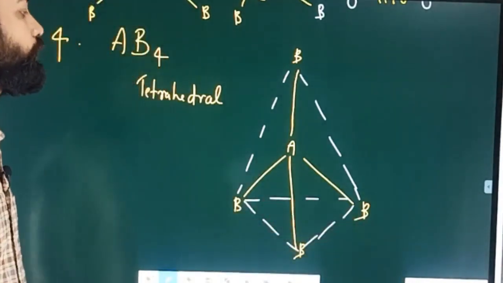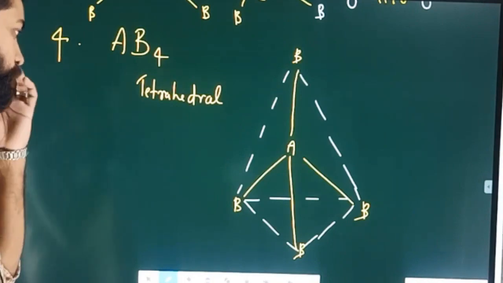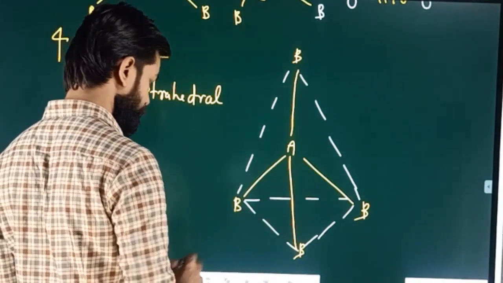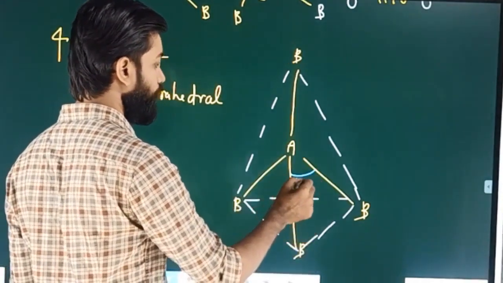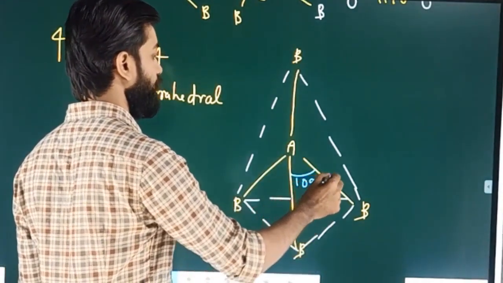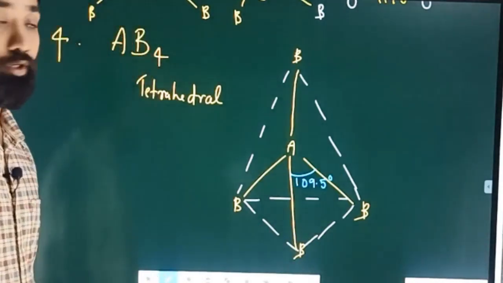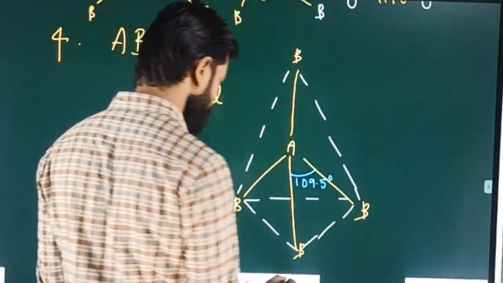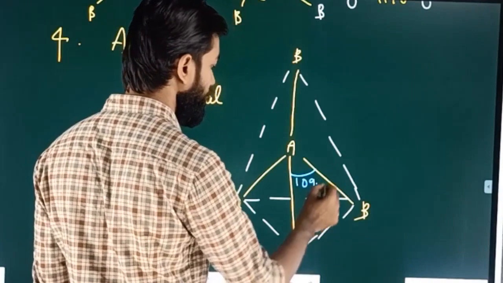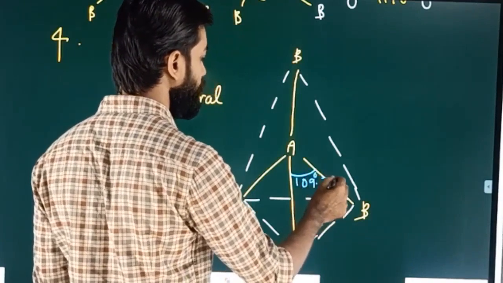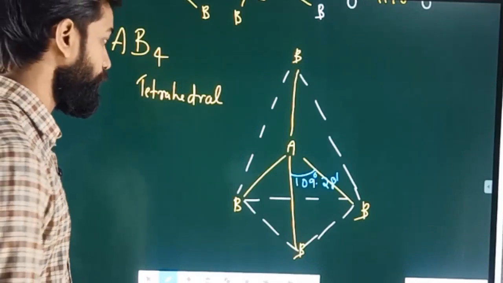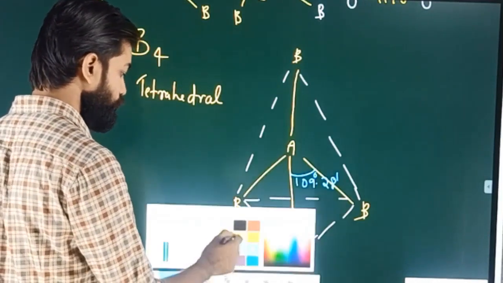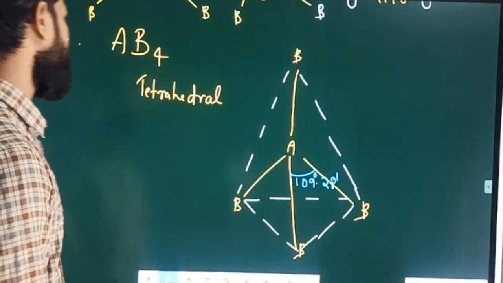This is a structure called tetrahedral. Ready? Well, the bond angle here is 109.5 degrees. Actually, that is 109 degrees 28 minutes. But we know that 30 minutes is 0.5 degrees. So it is nearly 109.5 degrees. So this is a tetrahedral structure.